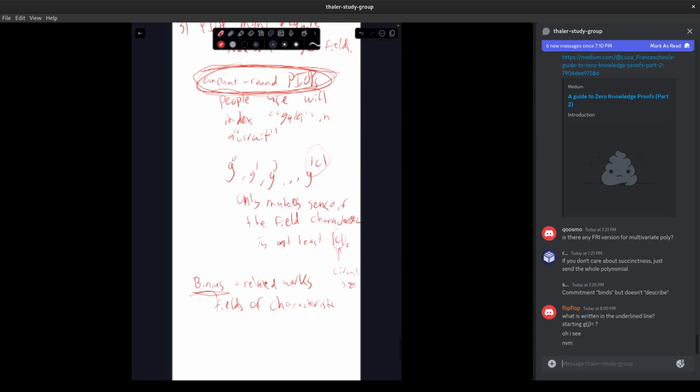But one is you literally just cannot work over fields of characteristic 2, since these constant round polynomial IOPs need the characteristic to be at least circuit size, and in practice this typically means at least like 2 to the 20 or something, which is one reason why you see projects trying to use Baby Bear and M31. These are 31-bit fields, and the reason they don't go much below 31 is because you can't go below 2 to the 20 for this reason right here.